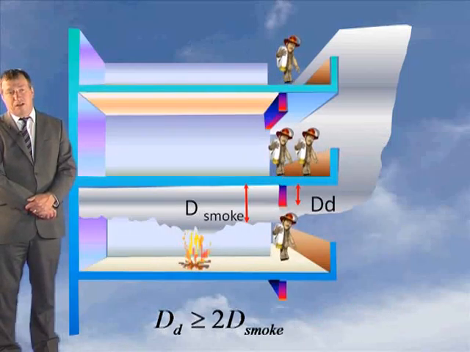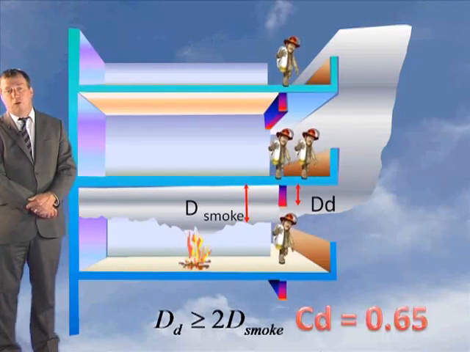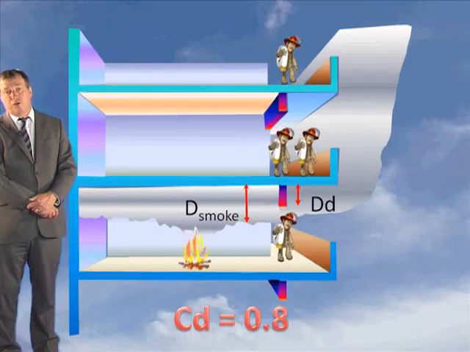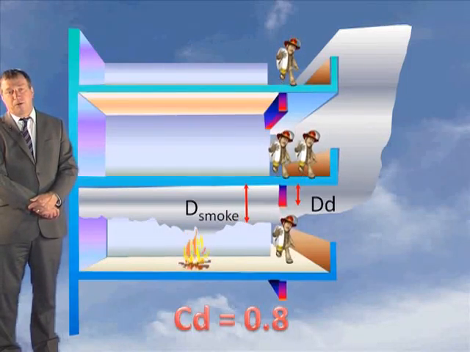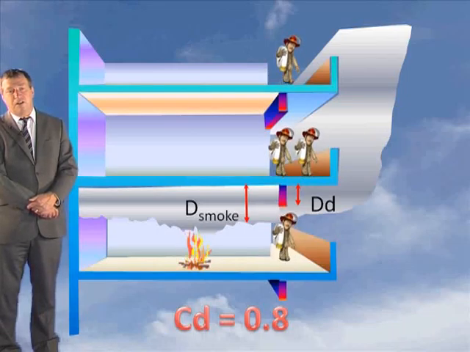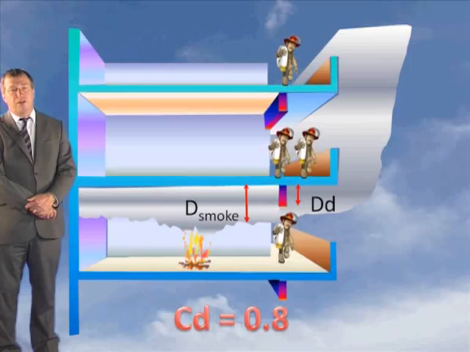If the depth of the downstand is equal or greater than 2 times the predicted depth of the smoke, then the value of 0.65 is assigned to CD. And if the depth of the downstand lies between these values, that's 0.25 and 2 times the depth of the smoke, then CD is assigned the intermediate value of 0.8. When a final figure has been arrived at for CD, a final value for the mass flow rate of smoke out of the opening can be calculated.